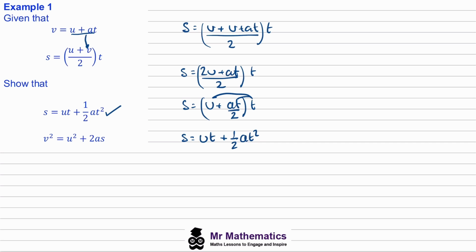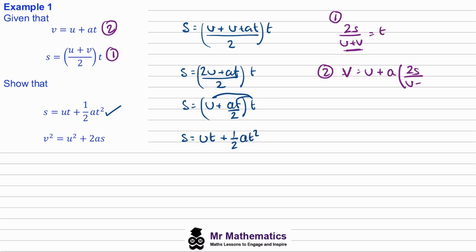Okay, so welcome back if you had a go. So to substitute this t into here, we need to make t the subject. So if we call this equation 1, we'll divide both sides by the u plus v over 2. So we'll get 2s over u plus v will equal t. And then we substitute this expression with t into this one, which I'll call equation 2. So for 2, we'll have the final velocity v will be u plus a multiplied by t, which is this one, 2s over u plus v.